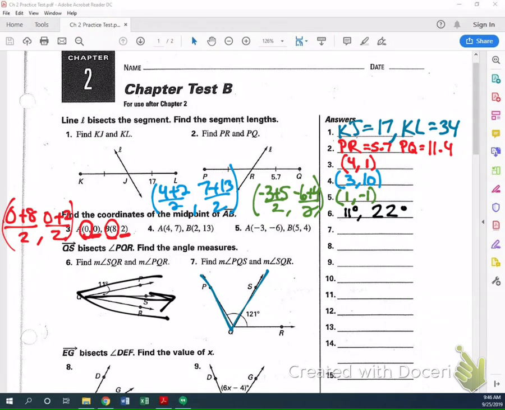What are you getting? 60.5. 60.5 is correct. And then the other one's also 60.5. I ask you about the two smaller angles. First it's PQS, then it's SQR. But again, the whole thing, 121, divide by 2 to get each of the smaller ones. All right, I'm going to scroll down if you guys are good.